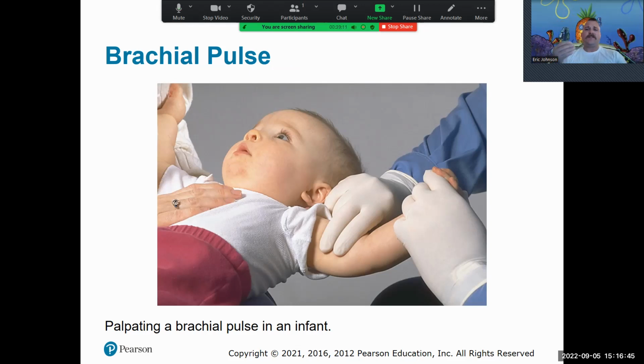So that's where they were able to locate it. If it's further down inside of the elbow, that's fine too. Wherever you can feel it, it should be something that's easy to palpate.